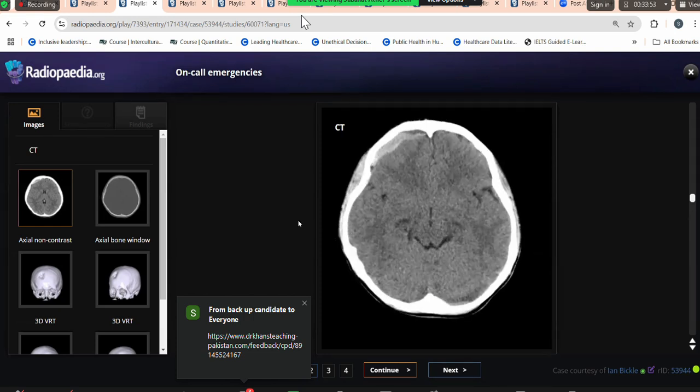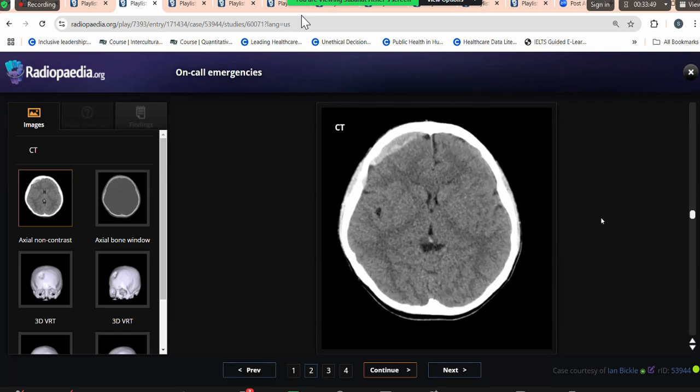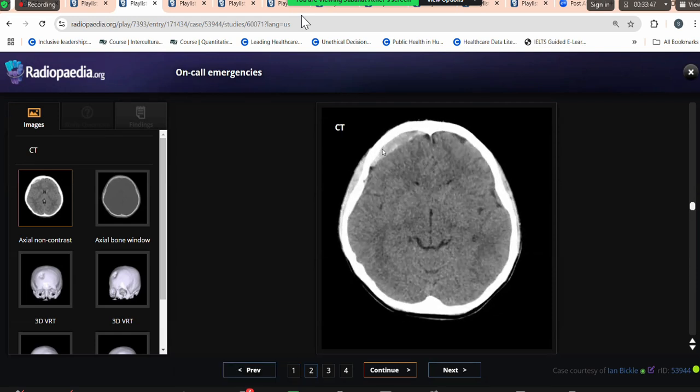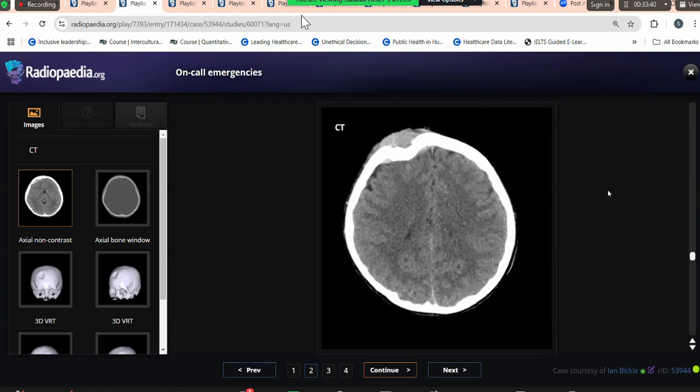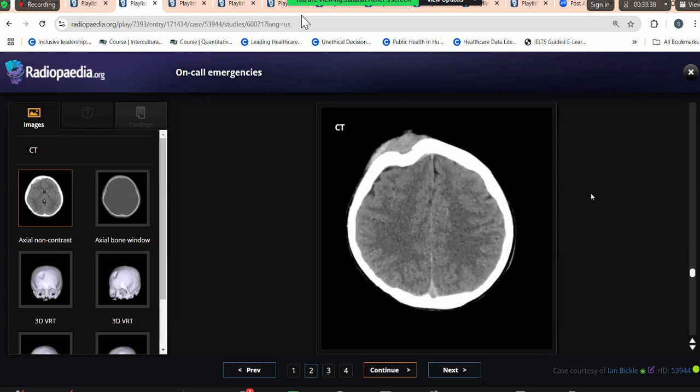Can you please again tell me which type of hematoma is this? Sorry, ma'am, it's a subdural hematoma. It's a crescent-shaped extraaxial collection. Okay. Anything else? I would like to review the bone window. Go ahead, take the bone windows.